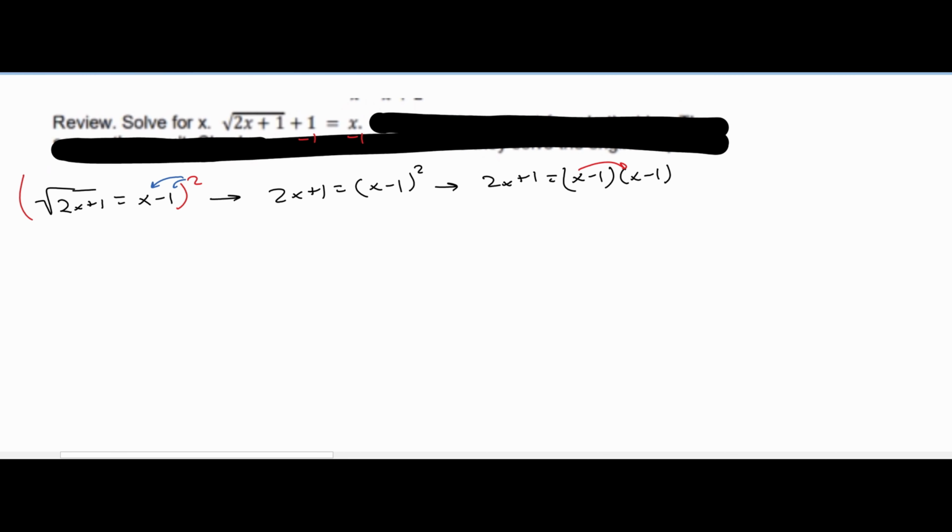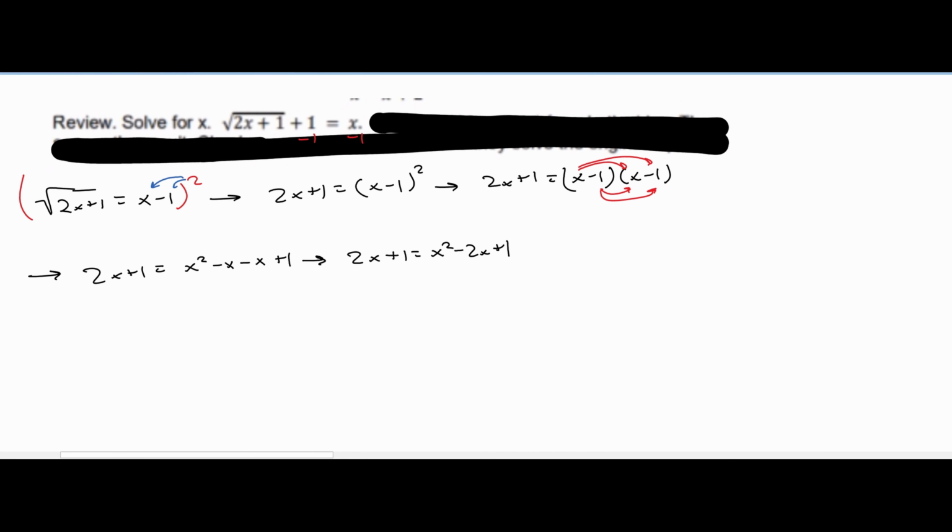We're going to multiply these two together, these two together, these together, and these together. If we do this, we're going to get a new equation. We're still going to have the 2x plus 1 on the left. We're going to have an x squared. X times a negative 1 is a negative x. Negative 1 times x is a negative x. And then we are going to have a negative 1 times a negative 1, which is a positive 1. So we can add like terms: 2x plus 1 is equal to x squared minus 2x plus 1.